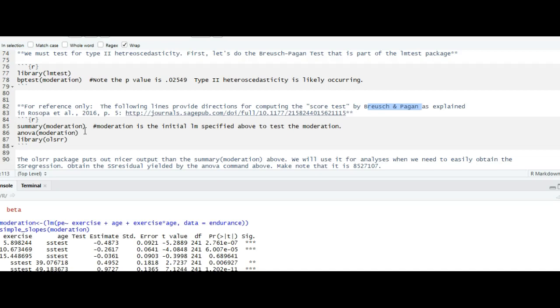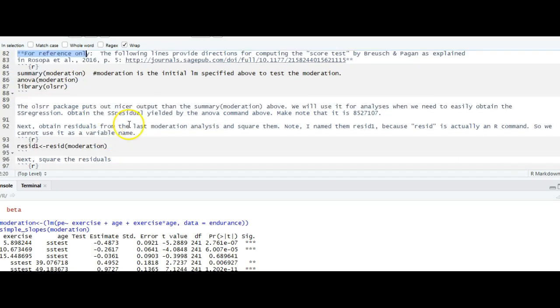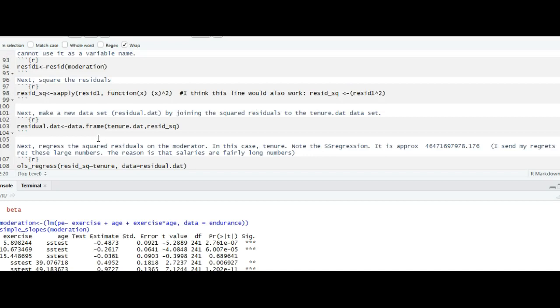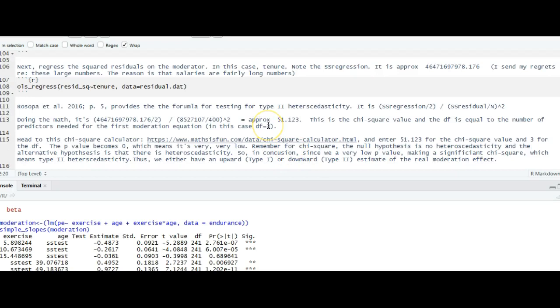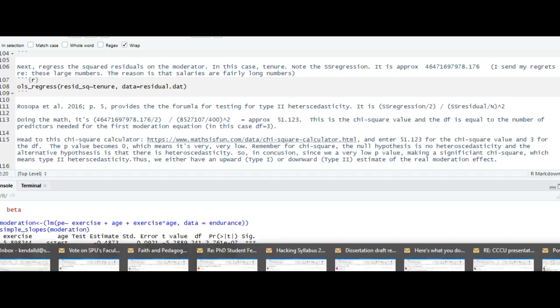So you don't need to know it for any exams in this class. It's just extra, and I debated whether to put it in here, but it's clearly labeled, so don't worry about that. You have to run several equations to get all of the different numbers to put into an equation, and then it spits out a chi-square number, and you have to take that and put it into an online calculator with the DF, and then it tells you. And if it's significant, then you have type 2 heteroscedasticity. You have that issue.